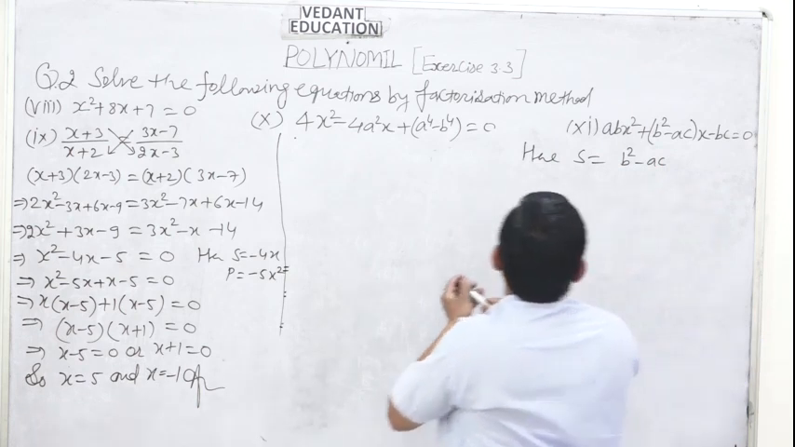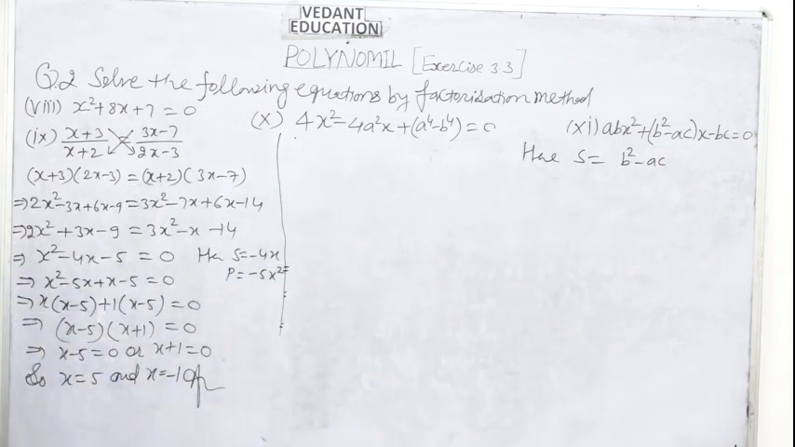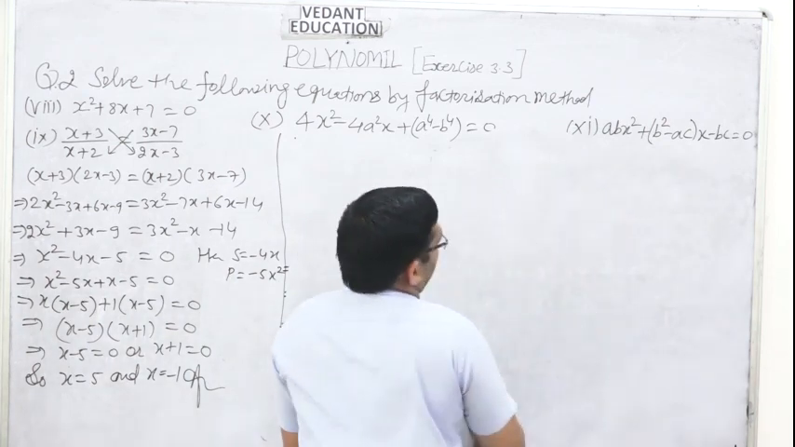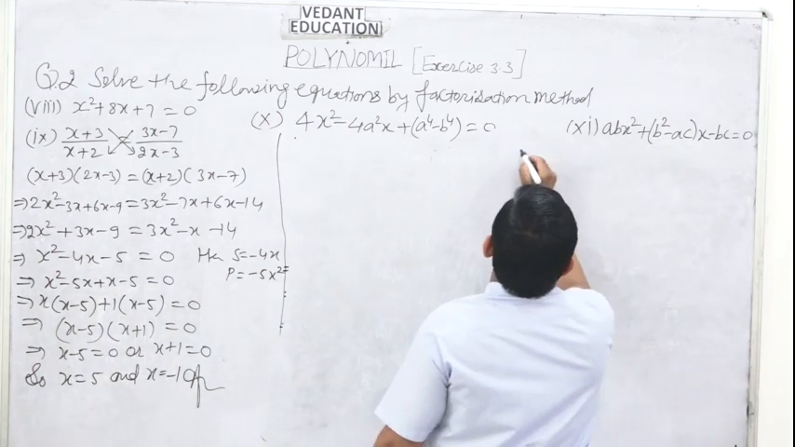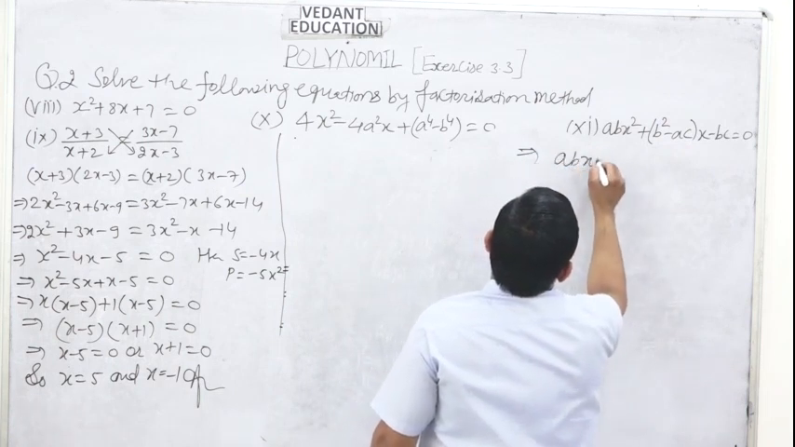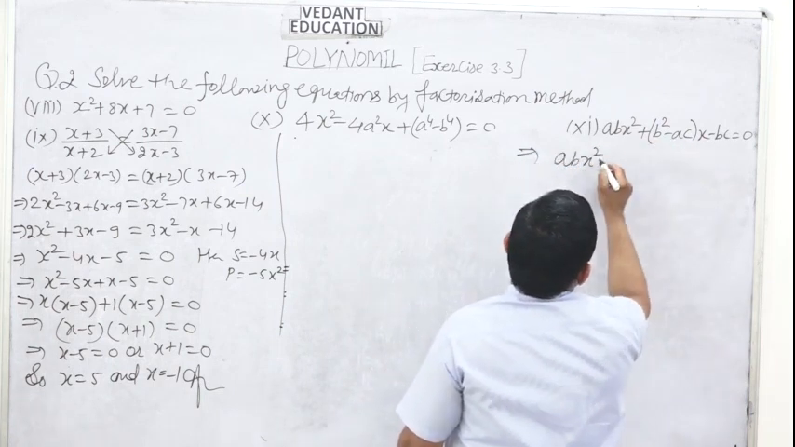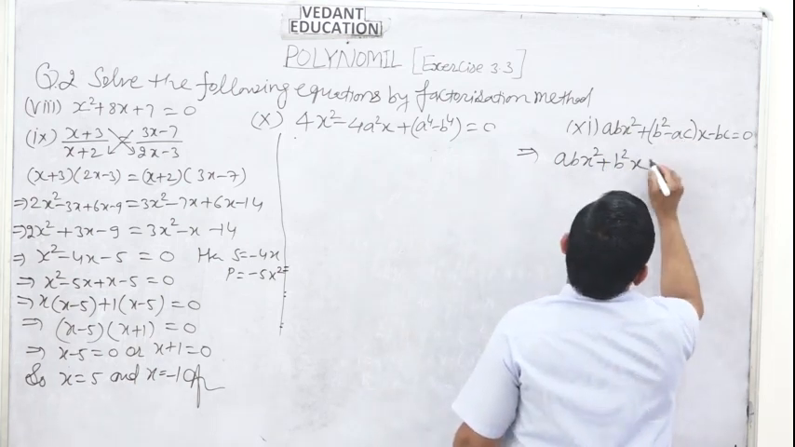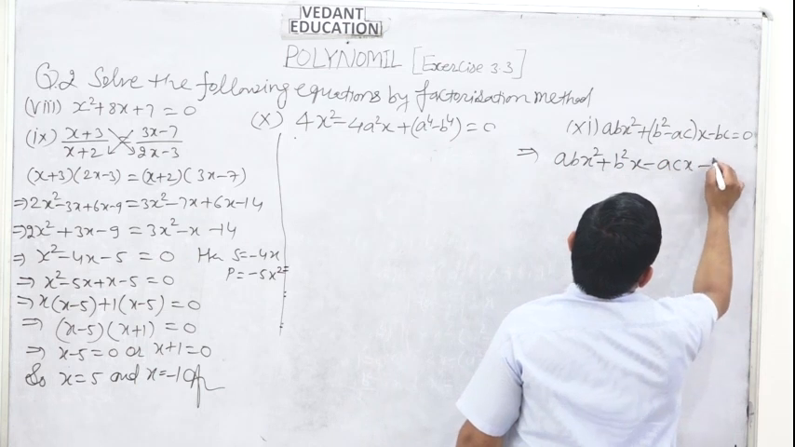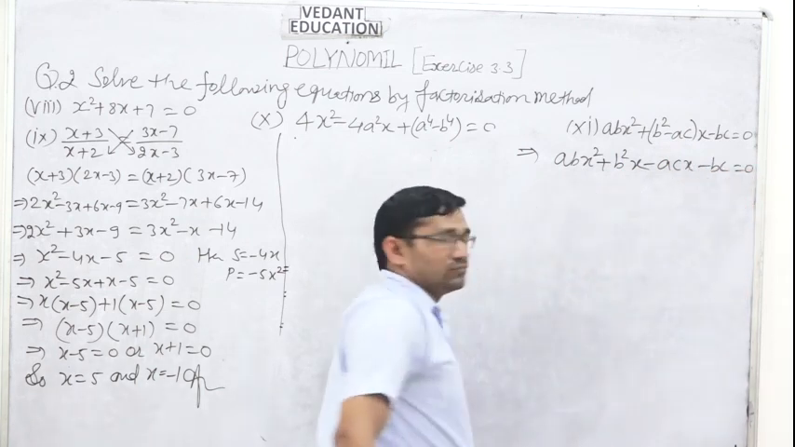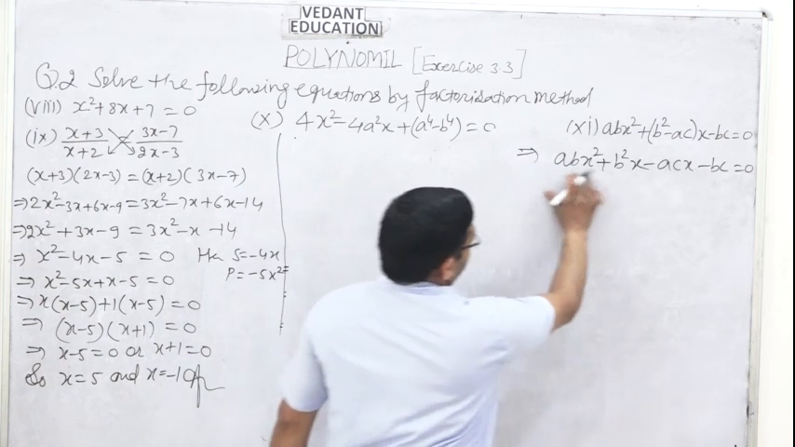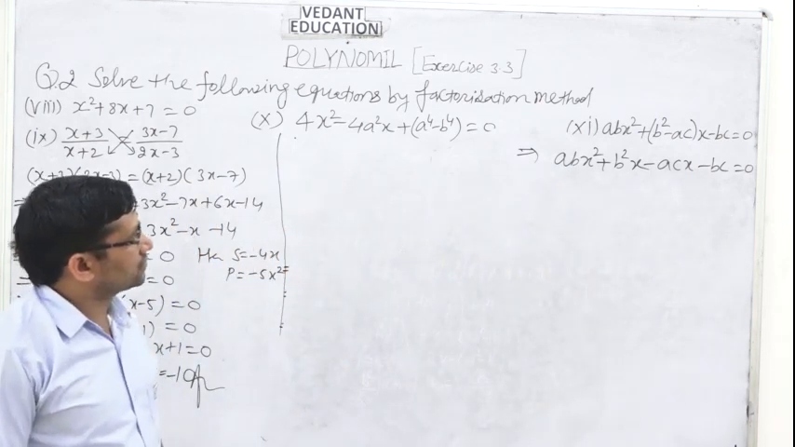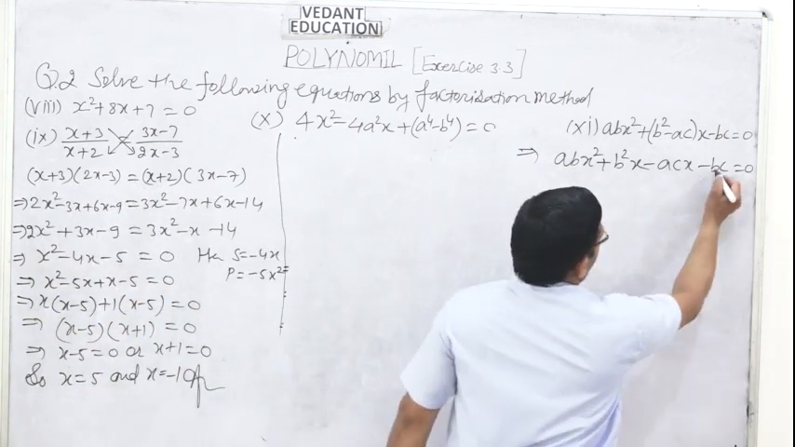Okay. First we simplify. So we can write here abx square plus b square x and minus acx minus bc is equal to 0. By simplification we get abx square plus b square x minus acx minus bc is equal to 0.